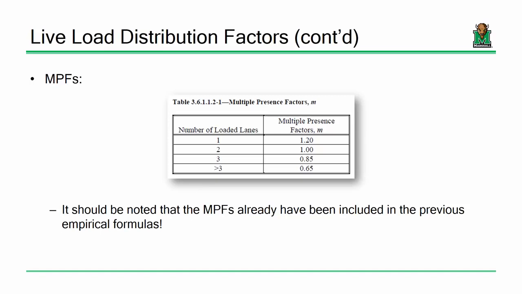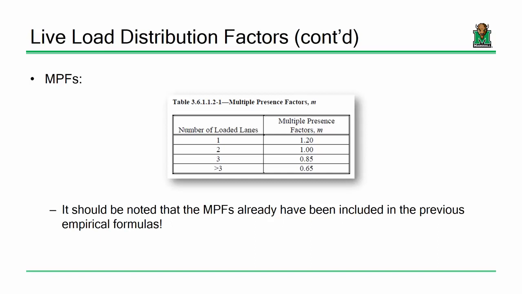So the multi-presence factor for 2 lanes is 1. Anytime the number of lanes increases, we drop the distribution a little bit just to account for that probability. Now, if we have 1 lane loaded scenarios, we up our distribution factors 20% just to account for that probability. All right, make sense?